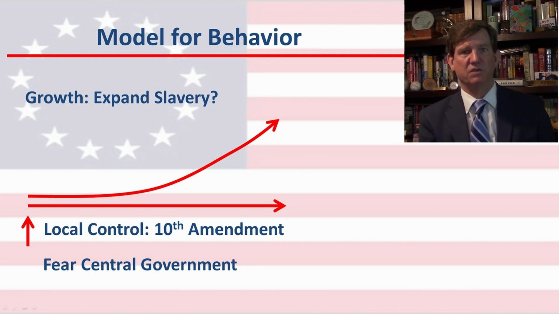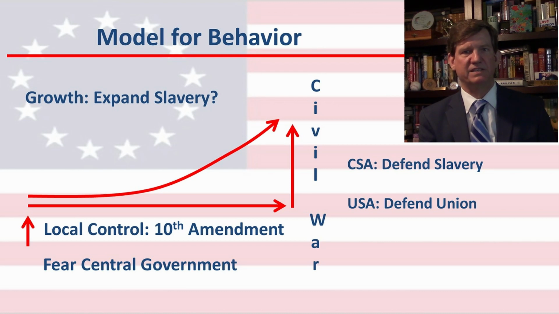The question then was over the growth of slavery or the expansion of slavery. Free soilers wanted the West available to white free farmers and to limit the ability of property owners to own slaves. That argument over the expansion of slavery cracked the Union and ignited a civil war. And so the Confederate States of America fought a war to defend slavery. The United States of America fought a war to defend the Union.